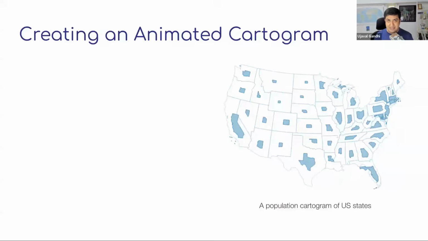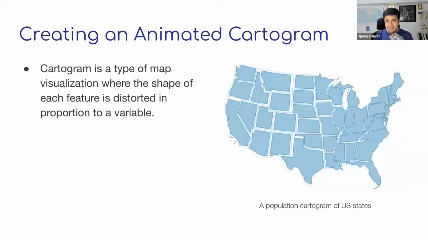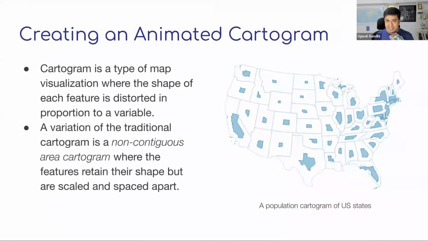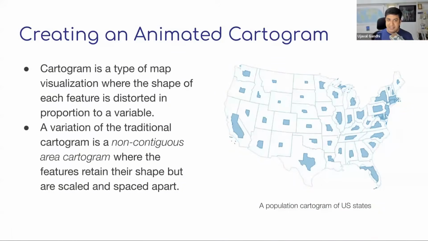The first example I want to show you is creating a cartogram. A cartogram is a type of map visualization where you distort the shape of the feature to refer to a particular variable. I particularly don't like the traditional cartograms because they often are very hard to interpret, but I like this kind of version of cartograms, which are called non-contiguous area cartograms, where you take a feature and you scale it down in proportion to a variable.